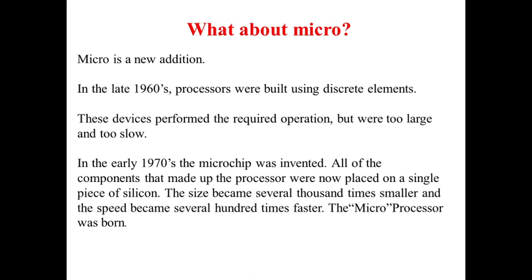In the 1970s, a new revolution took place in the technology, which we call semiconductor technology, and using that technology, the microchip was invented in the 1970s, and all of the components that made up the processor were now placed on a single piece of silicon. The size became several thousand times smaller, and speed became several hundred times faster. So the word microprocessor was born at that time. It is totally related to the advancement of the technology.